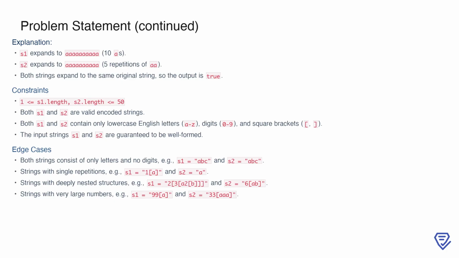The constraints for this problem ensure that the input strings are well formed, and they limit the lengths of S1 and S2 to at most 50 characters. Additionally, edge cases include strings without digits, strings with single or deeply nested repetitions, and strings with large numbers that still adhere to the encoding rules. This ensures that you handle a wide range of scenarios effectively.